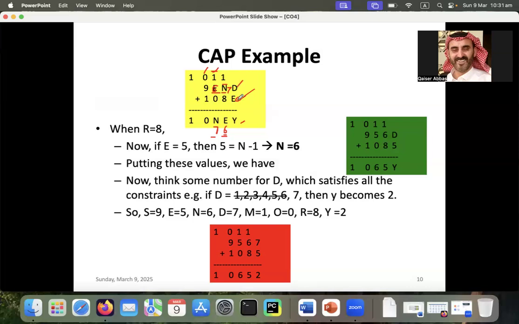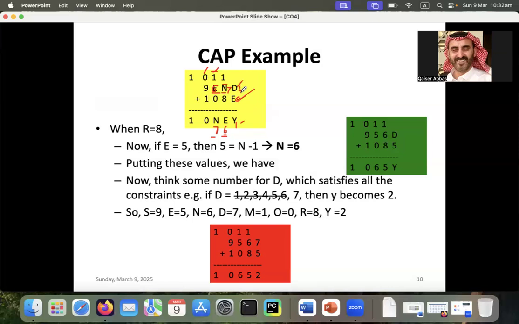So if I will take 6 and if I will take this D as 5, so 6 plus 5, 11. And Y would become 1. This is not right because 1 is already with the M. 1 is already with the M. So 5 is not a good option for the D. Then I will take what? 4.